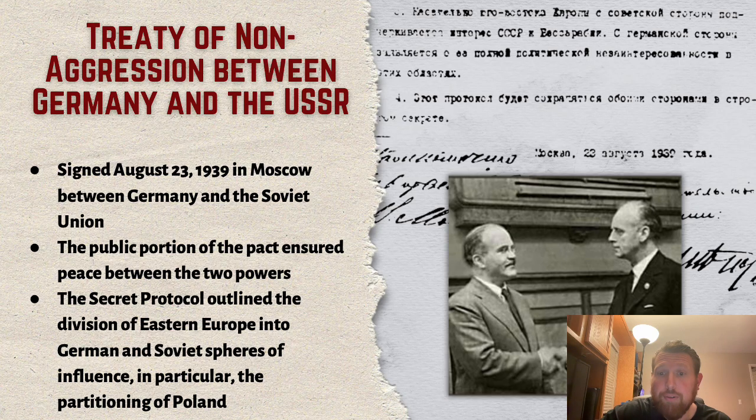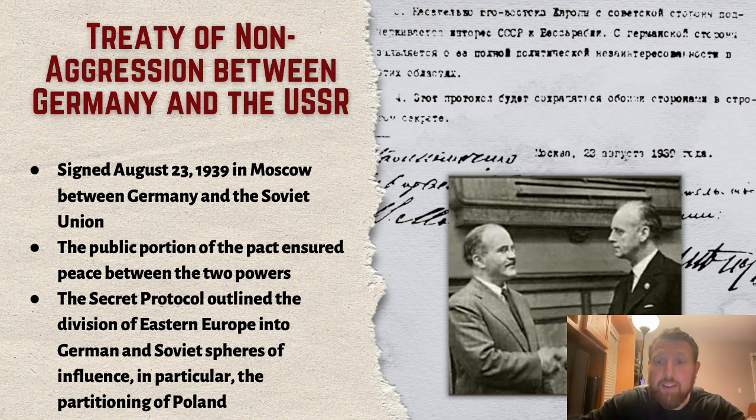The pact ensured peace between Germany and the USSR, and contained provisions that neither country would help or ally with an enemy of the other. This was the public portion of the agreement, the non-aggression part. The other part of the non-aggression pact was called the Secret Protocol. And basically, this outlined the division of Eastern Europe into German and Soviet spheres of influence.